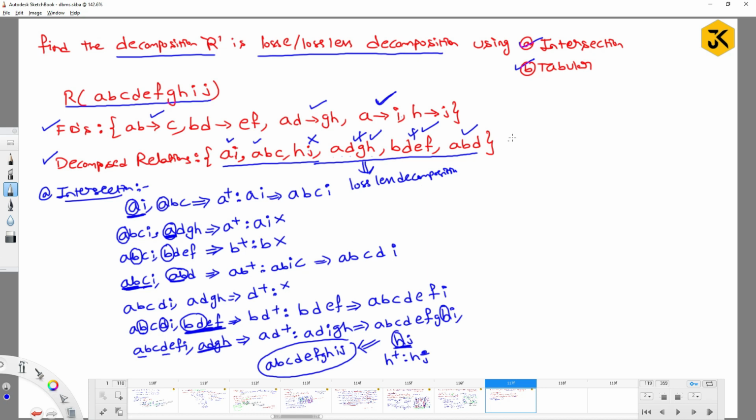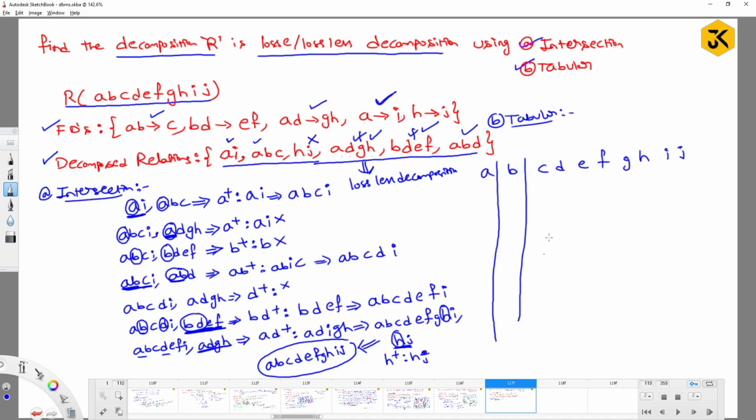Right? This is the procedure you have to follow when you go with the intersection method. Similarly, you can solve the same thing with the help of the tabular approach. In the tabular approach, we take all the attributes as columns: A, B, C, D, E, F, G, H, I, and J. Right? So I am going to draw the columns.